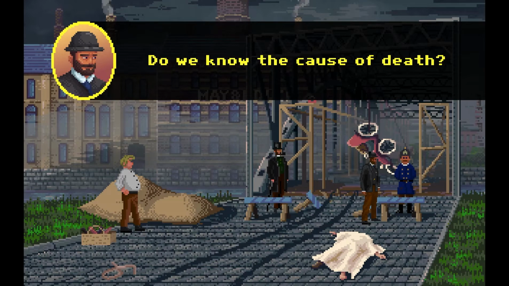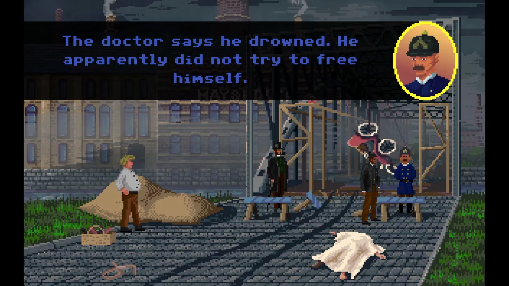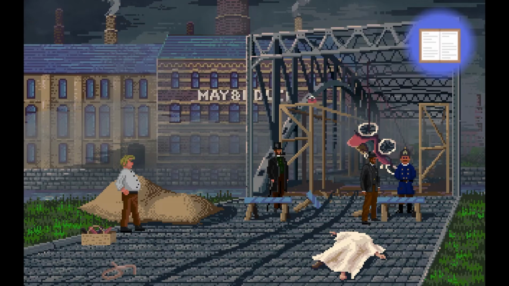Woran ist der Mann gestorben? Der Arzt sagt, dass er ertrunken ist. Er hat anscheinend nicht versucht, sich zu befreien.